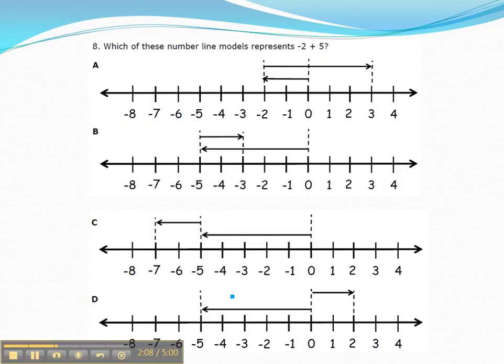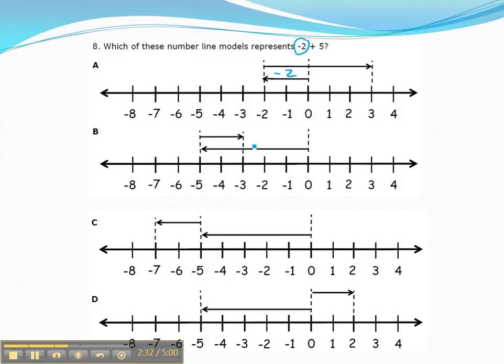Which of these number line models represents -2 plus 5? Whenever we're using a number line model for integer addition, the first integer begins at the origin. That's why it's called the origin. So I should see an arrow extending from the origin, extending from 0 to the left. So answer choice A shows that -2 extending from the origin.